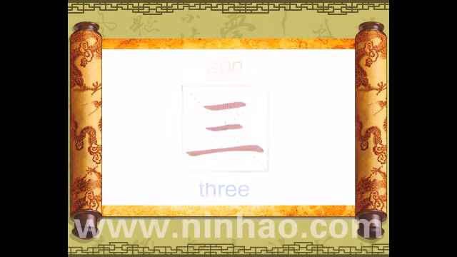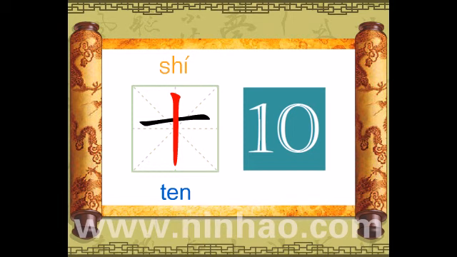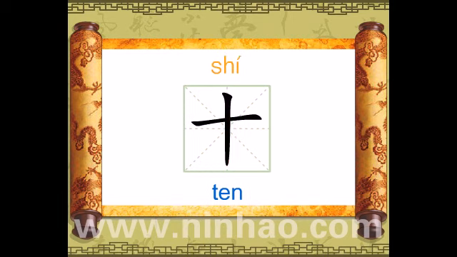Okay then, let's practice the Shu stroke. It is written vertically from top to bottom. Okay, let's practice some characters. The first is the character for 10, Shi. Shi has 2 strokes. The horizontal stroke, Heng, is written first, followed by the vertical stroke, Shu. It looks like the cross on the top of a church, right?